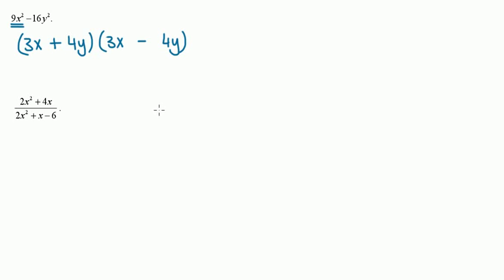Part 3 then of question 3 asks us to use factors to simplify the following. So we have 2x squared plus 4x over 2x squared plus x minus 6. So the first thing that we have to do is factorize above and below. So factorizing 2x squared plus 4x, we're taking out what's common. So 2x is common to both terms. 2x into 2x squared, I'm left with x. 2x into 4x, I'm left with just 2. So we have 2x by x plus 2.